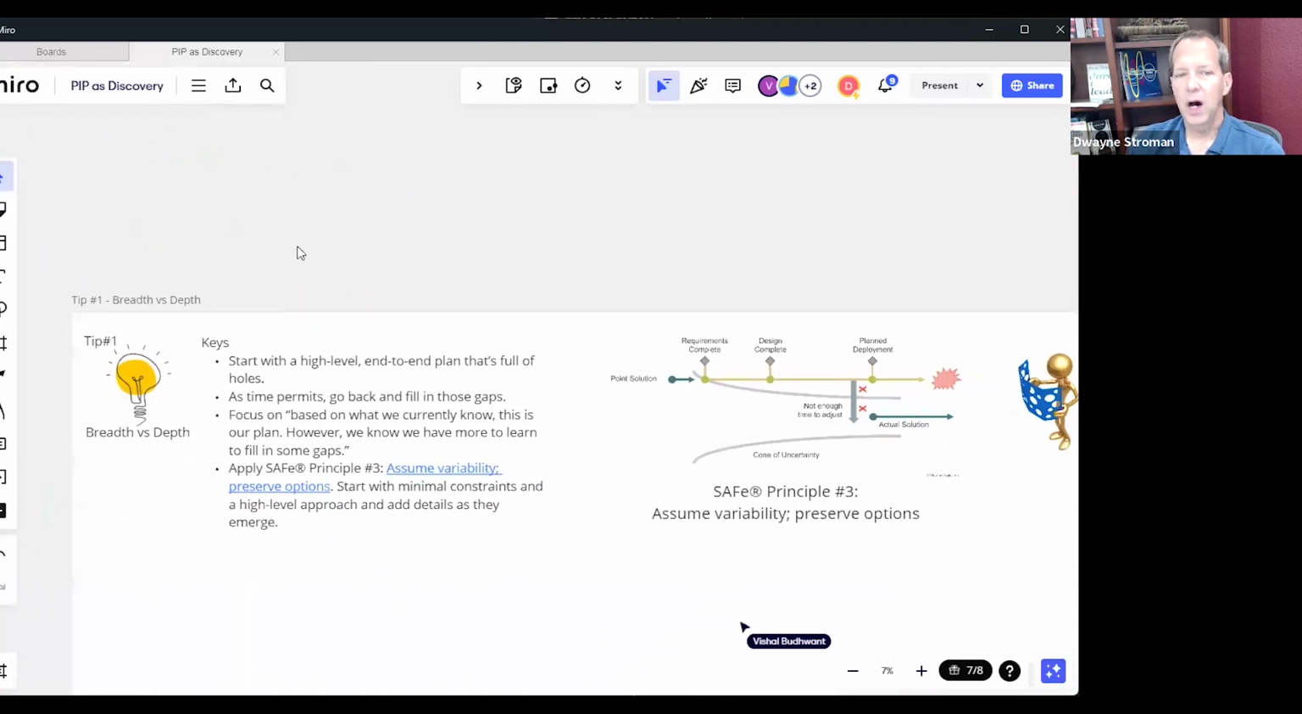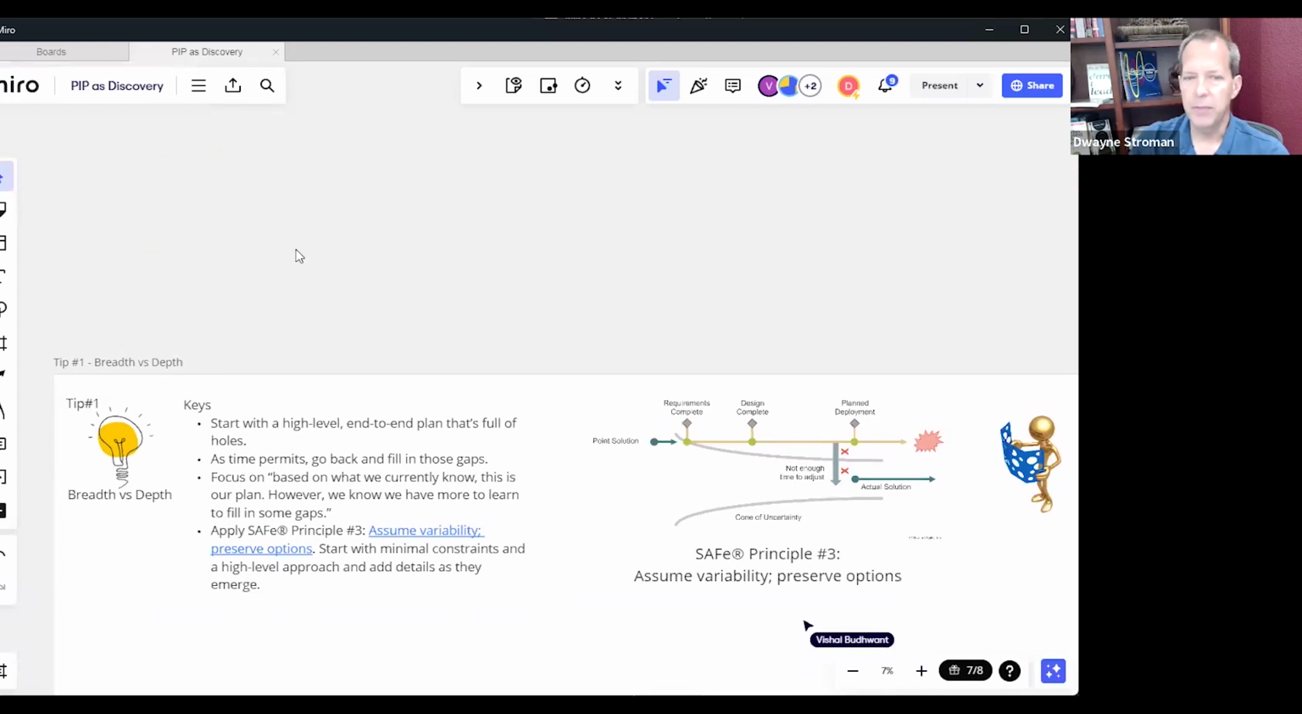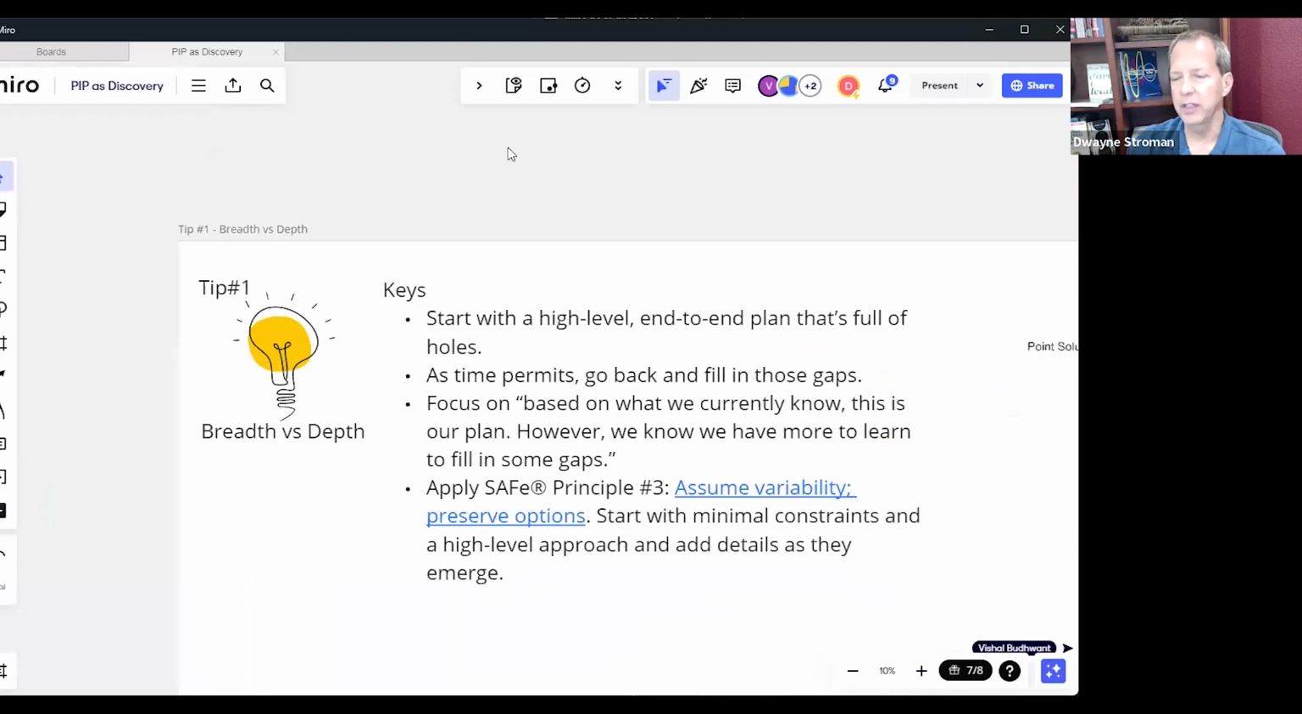And by the way, all of these tips have come from my experience over the years in launching ARTs, in coming in and helping ARTs that have been up and running for a while that are really struggling. And it's my terminology, my phrasing, if you will, of encapsulating the key ideas behind it. And the first one I call breadth versus depth.